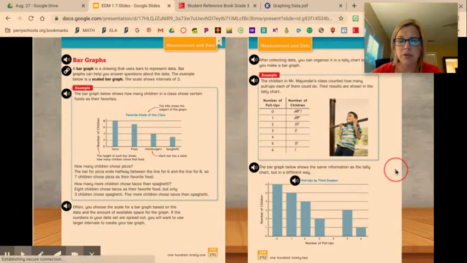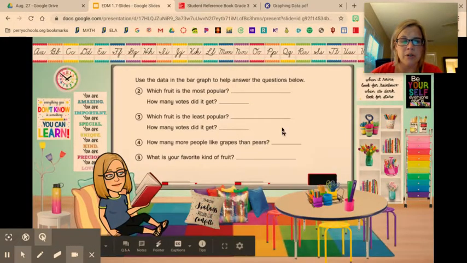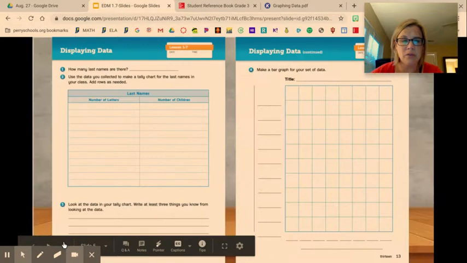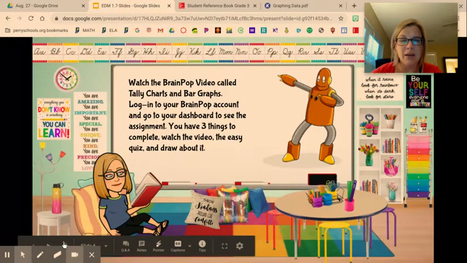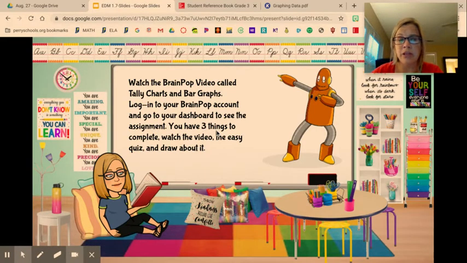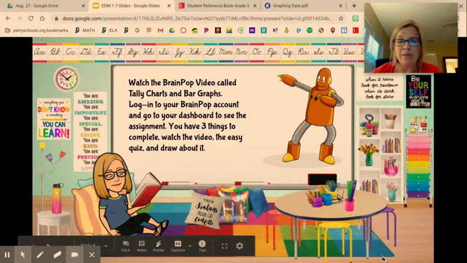As you are going through your activities, one of your activities will be to complete a graph. You will have to watch a Brain Pop video on tally charts and bar graphs, and you have 3 things to do. You will watch the video, there's the easy quiz, and then there's a draw about it where you will draw a bar graph. The second thing that you'll have to do is your math boxes. And then the third thing you will do is your home link, and on the home link you will be making another bar graph. If you have any questions, let me know.